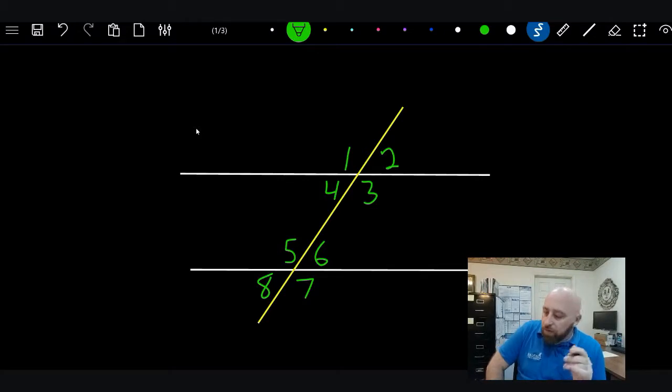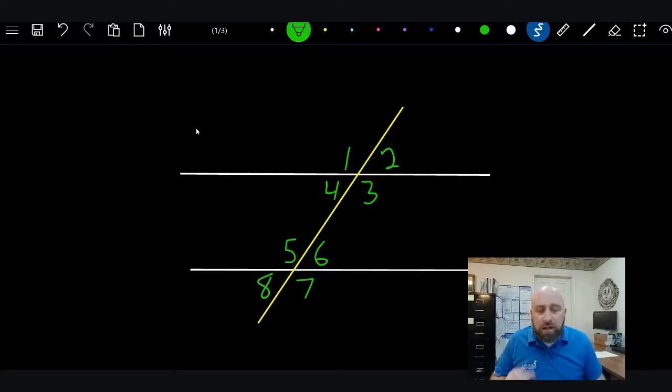Now, if you look in your book, the book has them with letters, and I don't like it. I think it's a little bit confusing, so what I did was I put numbers around it. Pay attention here on the screen, and as we talk through it, I think it'll make a little bit more sense with these numbers than with the letters in the book.